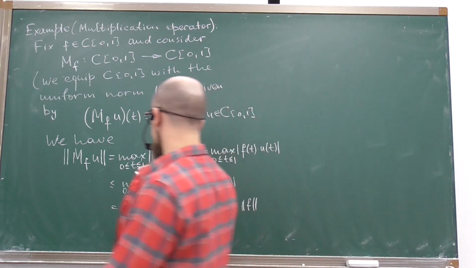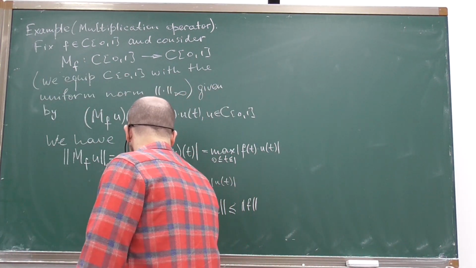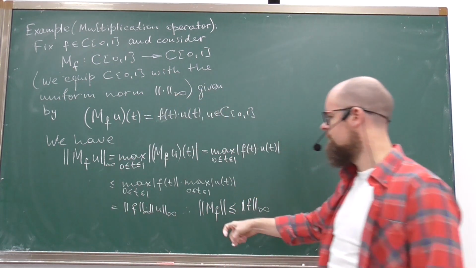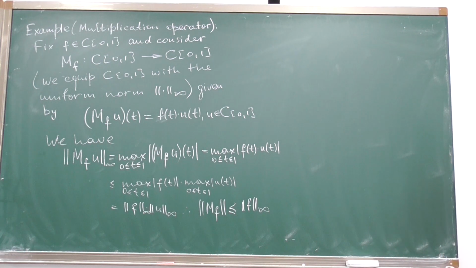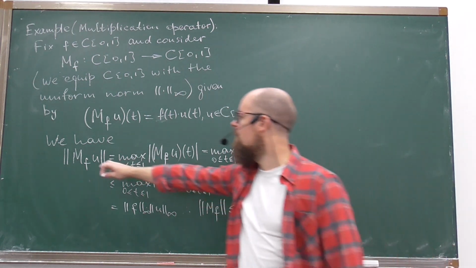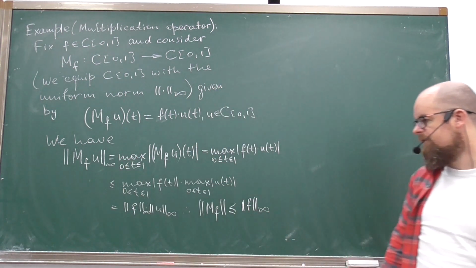Let me write down the norms. Everywhere over here we have the infinity norm, and this norm is the operator norm. If we take the function u to be constantly 1, then we will show that the norm of M_f u equals just the norm of f.